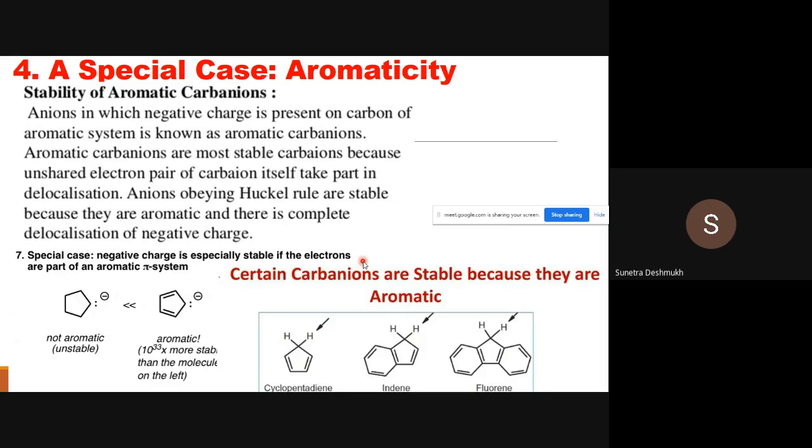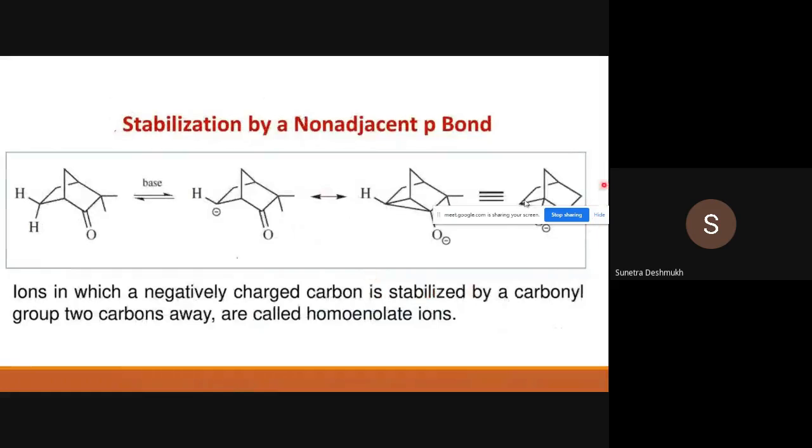By generation of a carbanion on a particular carbon atom, some of the non-aromatic molecules can be converted to the aromatic moiety. This is a very important point. The next point is stabilization by a non-adjacent p bond. This is some advanced thing, showing how to stabilize the carbanion.